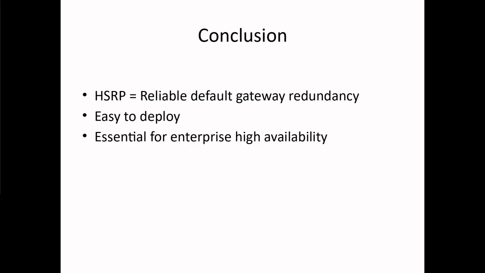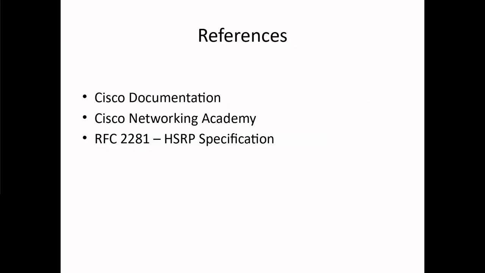Conclusion: HSRP is a reliable default gateway redundancy protocol, easy to deploy, essential for enterprise high availability. References I have used: Cisco documentation, Cisco Networking Academy, and reference 2281.